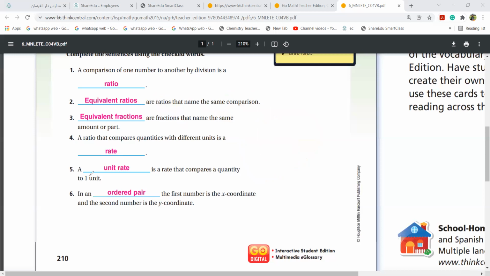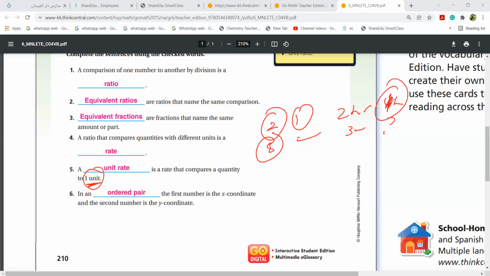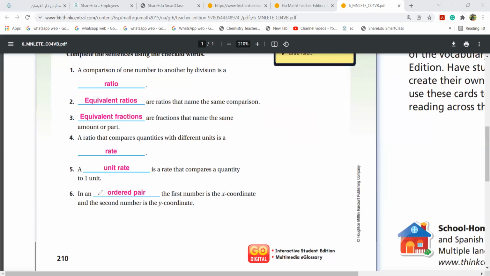What is the unit rate when you compare to one? Girls, whenever I compare anything to 1 unit, like 2 boxes, 8 reals, 1 box, how much? Or 2 hours, 3 miles, 4 hours, how many miles? So this is comparing with 1. If I compare with 1, it is called 1 unit. And when I say 2, 3, the first number is the X and the next number is the Y coordinate. This is called an ordered pair.